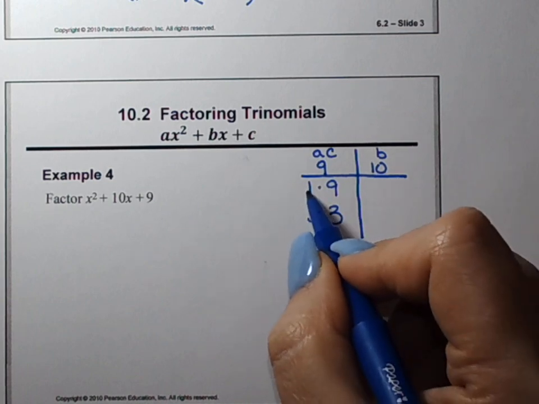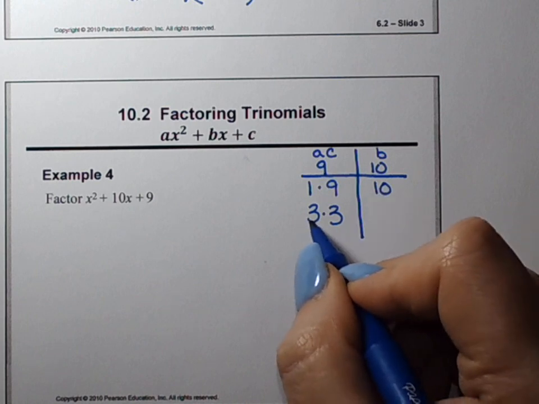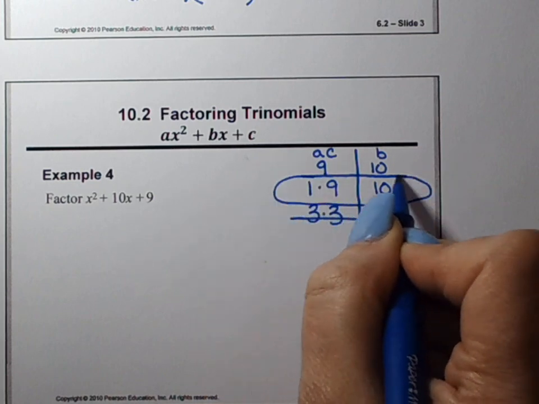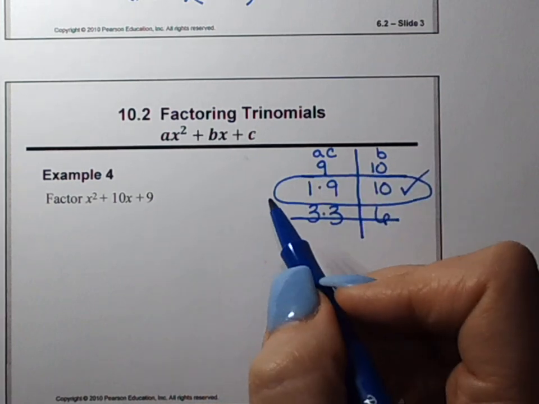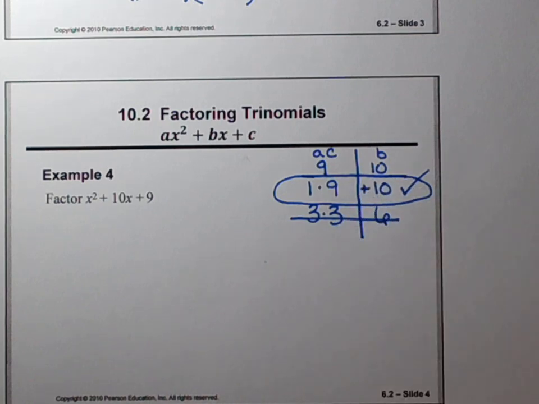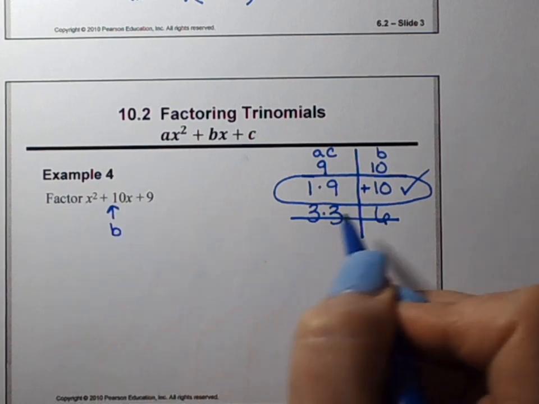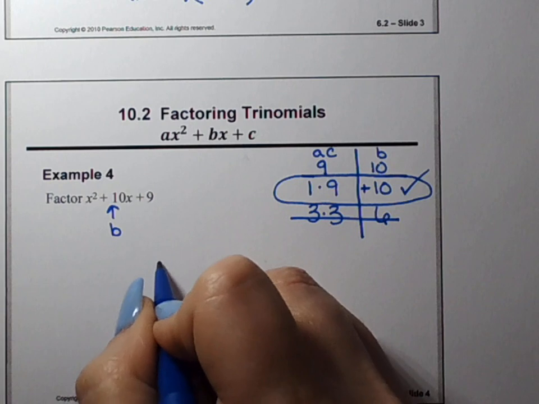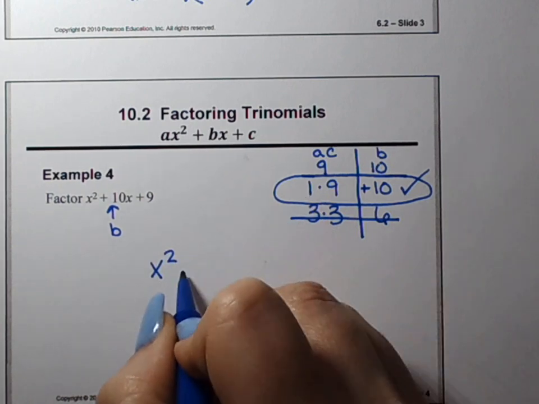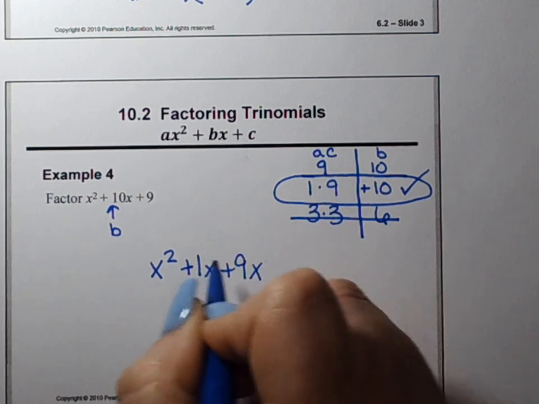So if I add 1 plus 9, it gives me a 10. If I do 3 plus 3, that gives me 6. So this one's not going to work, but this guy right here is our winner. It multiplies together to give me 9, and it adds together to give me 10. So I'm going to rewrite my b term with these two terms. So I have my x squared, and then plus 1x plus 9x, and then I write my c.